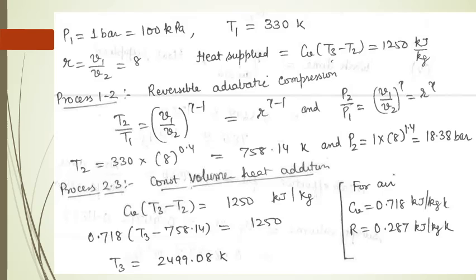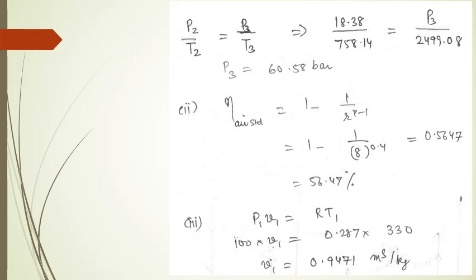Now as the process 2 to 3 is constant volume heat addition, with the help of the expression given, that is CV into T3 minus T2, which is equal to 1250, we can calculate the value of T3, and that is coming out to be 2499.08 Kelvin. Now as the process 2 to 3 is constant volume process, we can write P2 upon T2 equals P3 upon T3. With this we get the value of P3, that is coming out 60.58 bar.